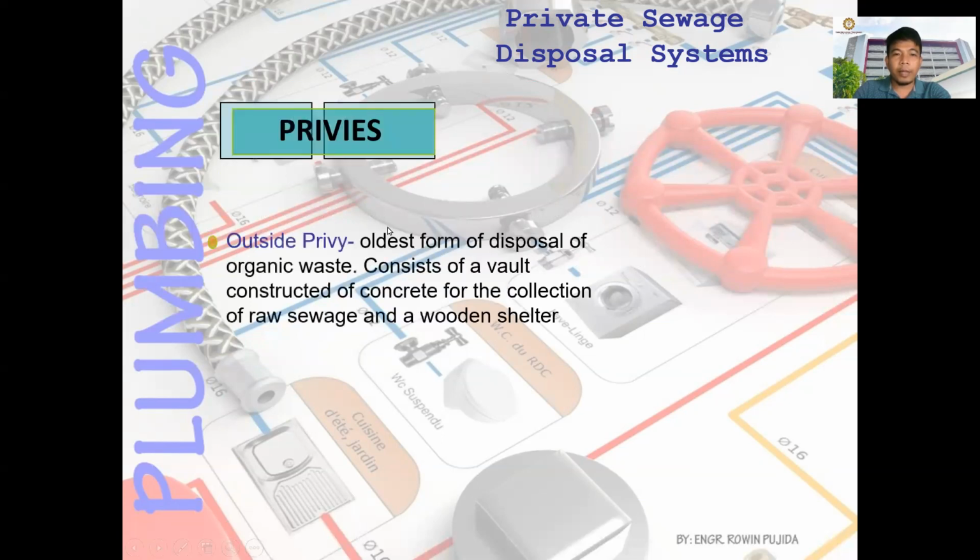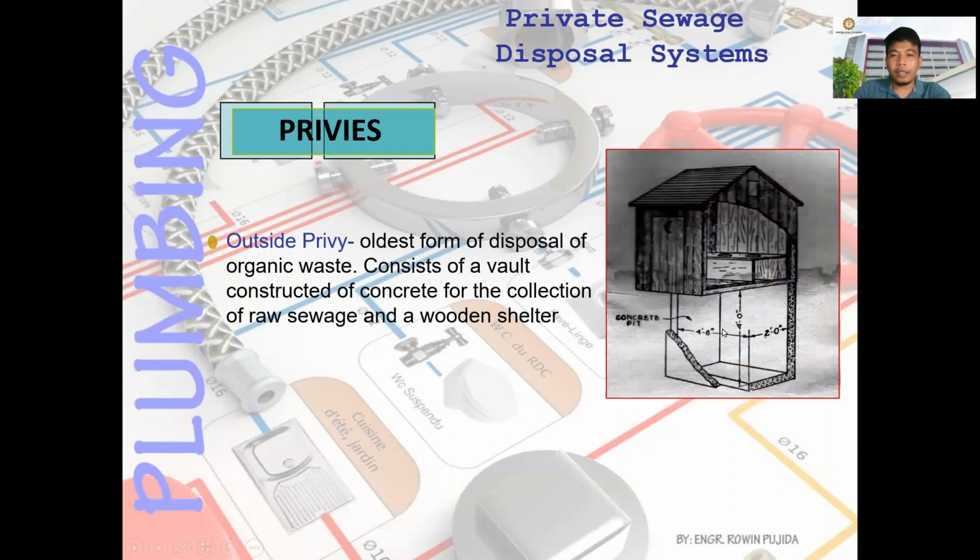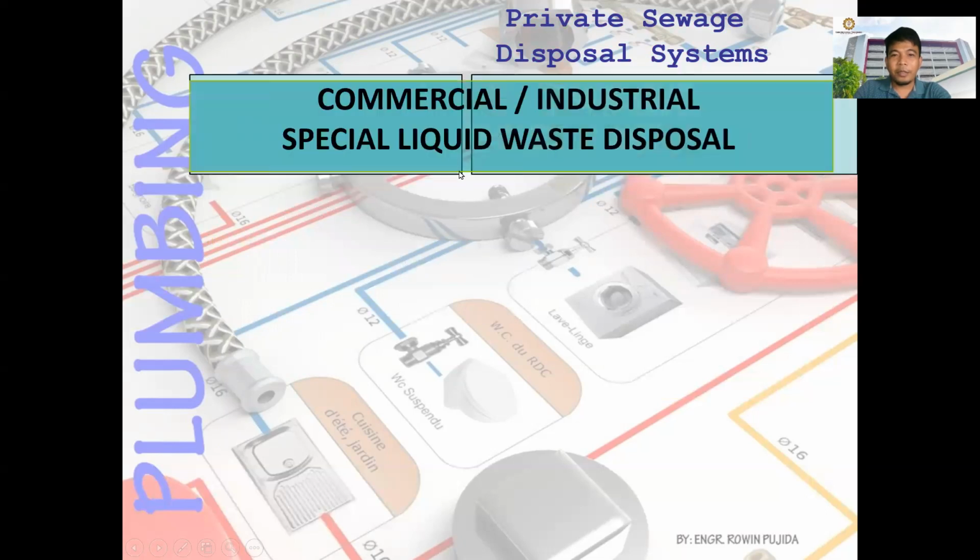So next we have the privy. Outside privy is the oldest form of disposal of organic waste. It consists of a vault constructed of concrete, or maybe just a seepage pit, for the collection of raw sewage, and a wooden shelter. So this is a privy, and this is the privy vault.